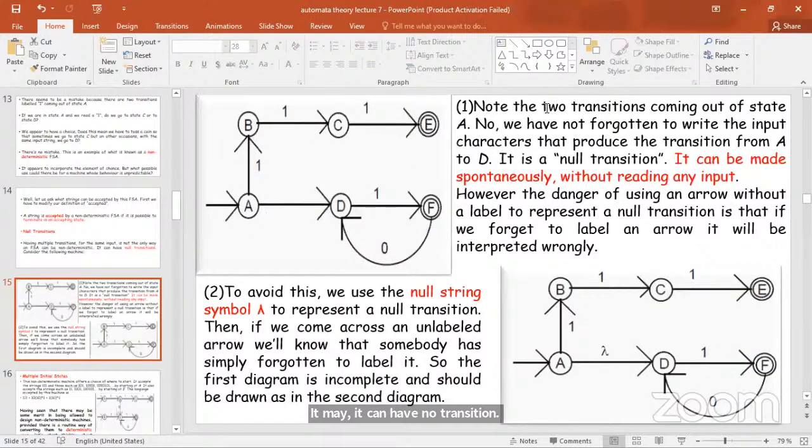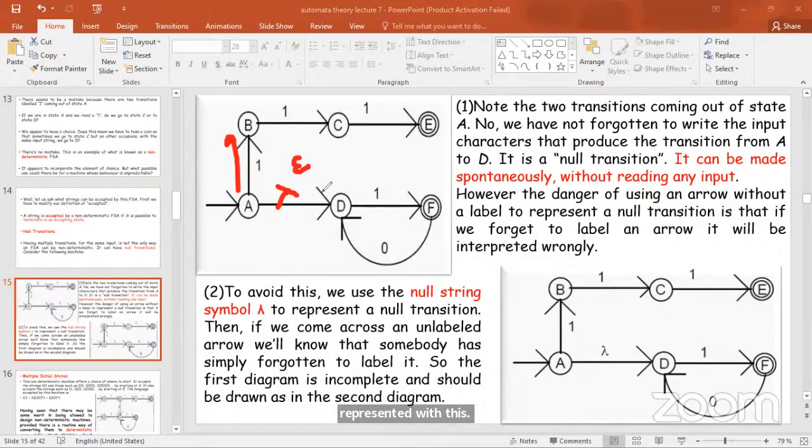Note the two transitions coming out of state A. No, we are not forgetting to write the input character that produces the transition from A to D. Now, if you look at A, this one is going to B, but here nothing is written, right? So this is an example of where we can put an empty string, which is lambda, or represent it with this.